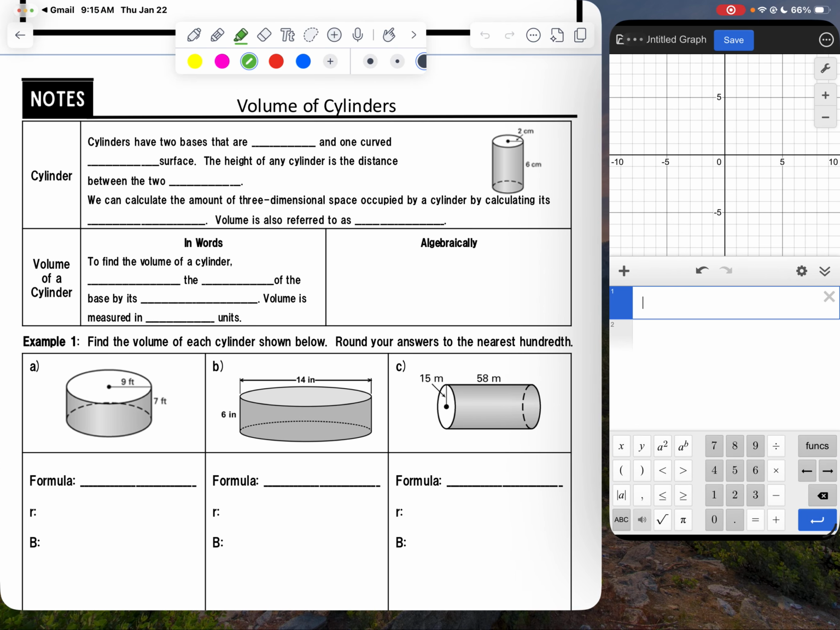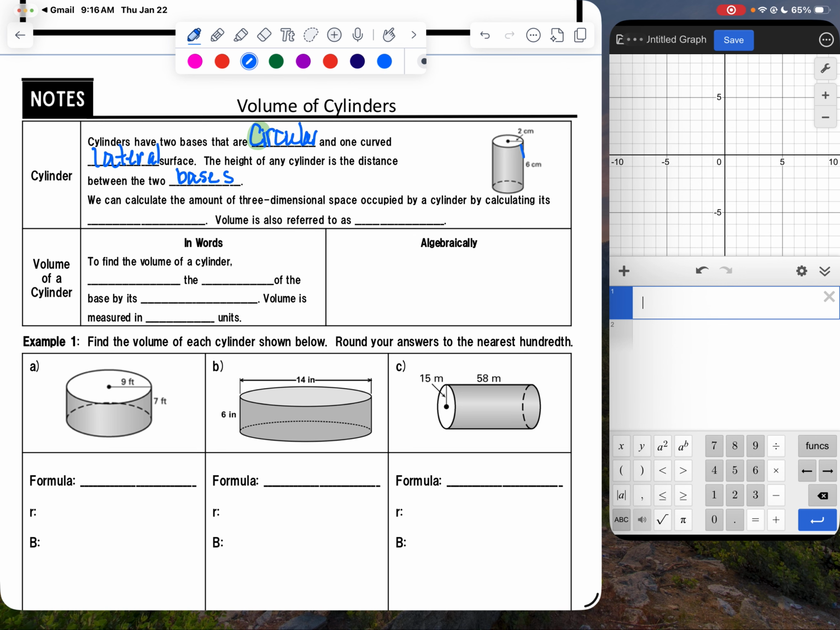In today's lesson, we will be exploring the volume of cylinders. Before we do, let's review a couple of definitions for cylinder and volume of a cylinder. So if you remember from previous courses, cylinders have two bases that are circular and one curved lateral surface. The height of any cylinder is the distance between the two bases.